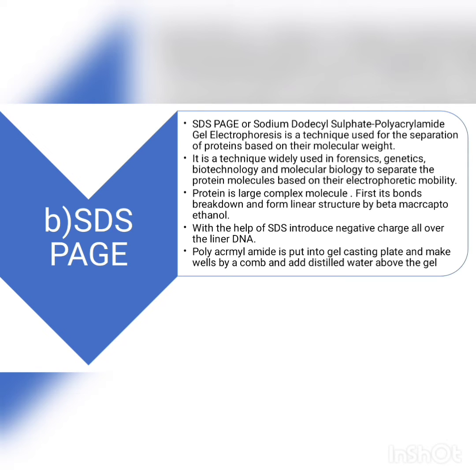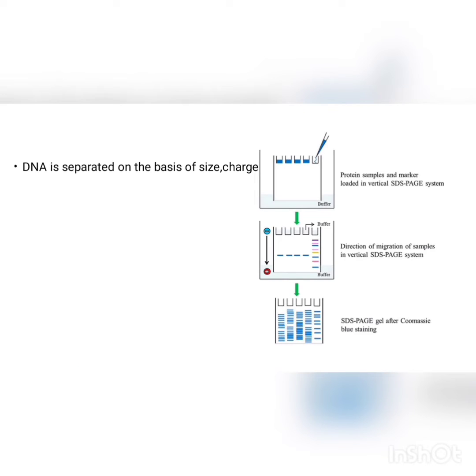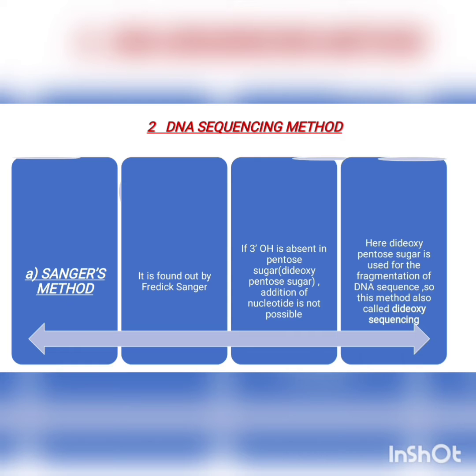We take the polyacrylamide. It has its own particularity. It is introduced into the gel casting plate, a well is made by a comb, and distilled water is added above the gel. This is the procedure of SDS-PAGE. We load the protein sample and marker in this well. Electricity is applied, so the protein moves based on the charge and mass, and we get separation.